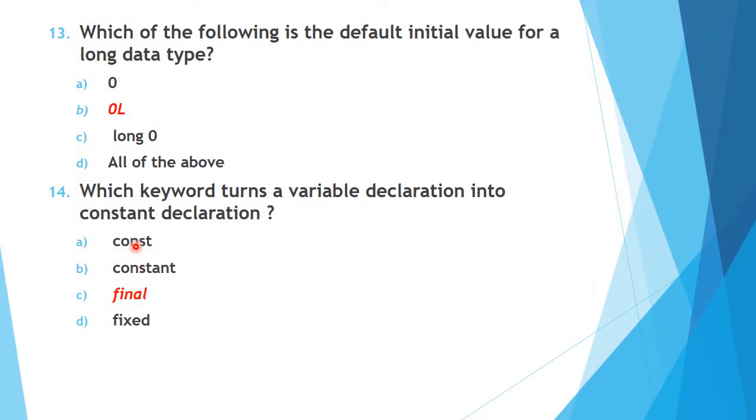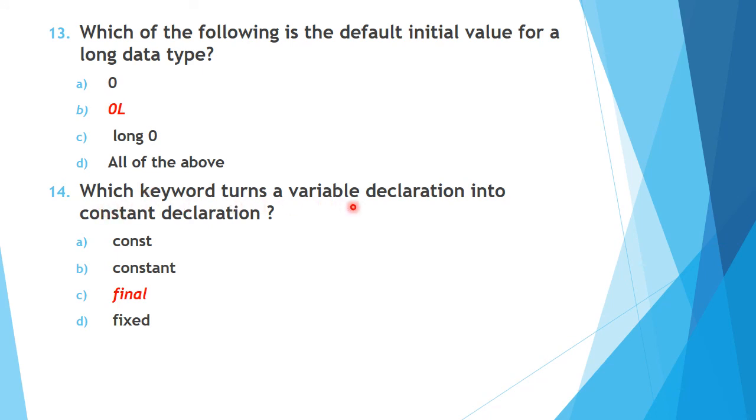Which of the following is the default initial value for a long data type? 0, 0L, long 0, all of the above. I already explained the default values along with the data types. So what is the default initial value of the long data type? This is 0L. If you do not write L, it will be an integer.